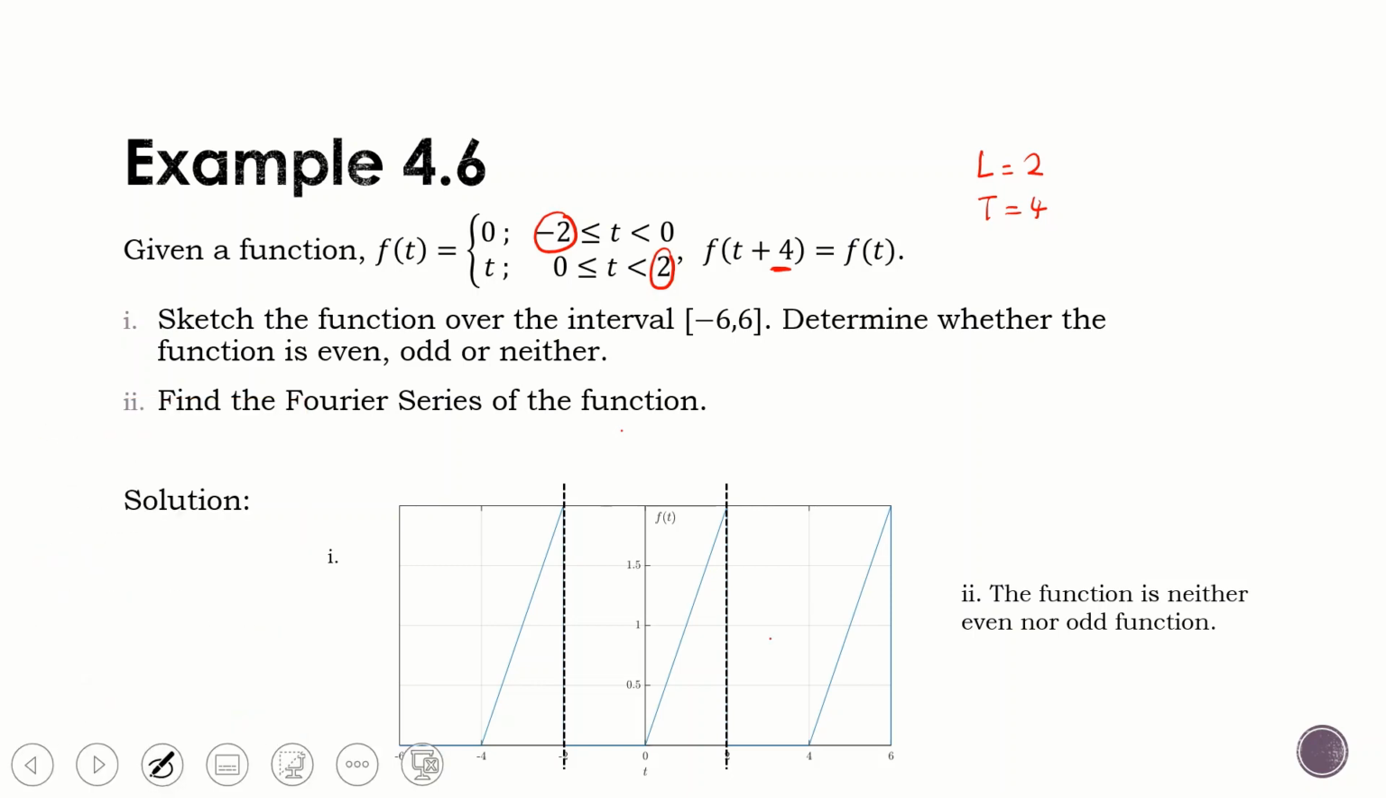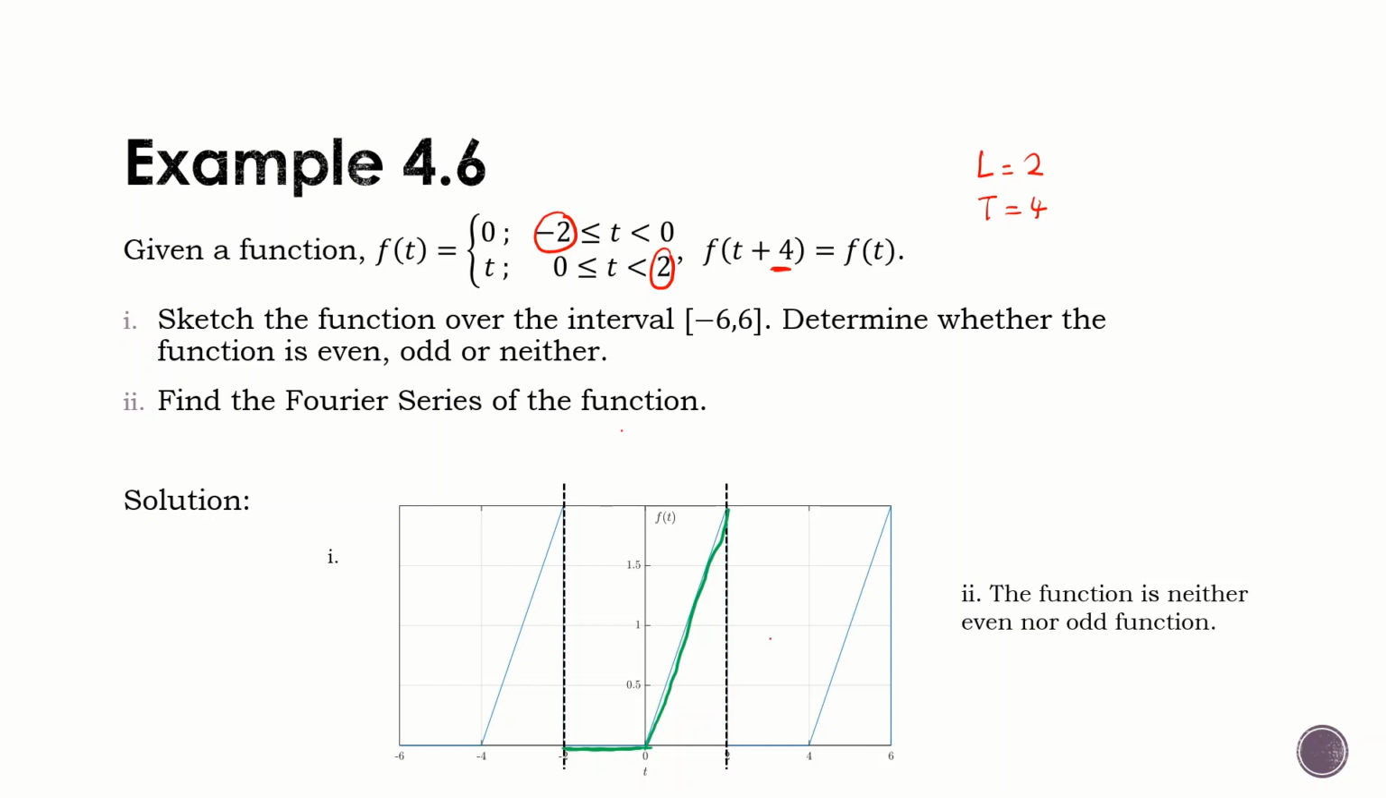Now I change the color to green. Right, t from -2 to 0, the function is 0. So from -2 to 0, the function is 0. Right? Okay, and t from 0 to 2, the function is t. So this is how you sketch the function. f(t) is a piecewise function that has two different functions in two different intervals.